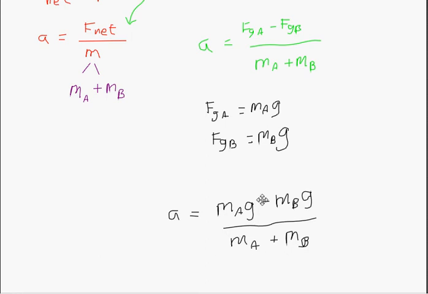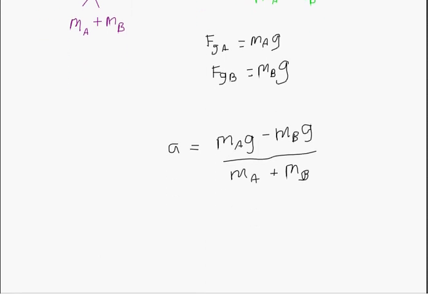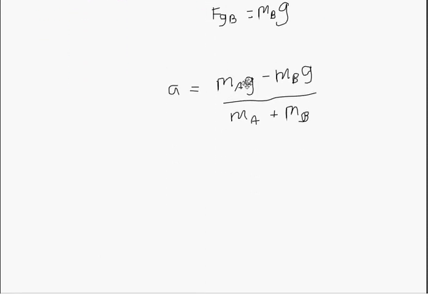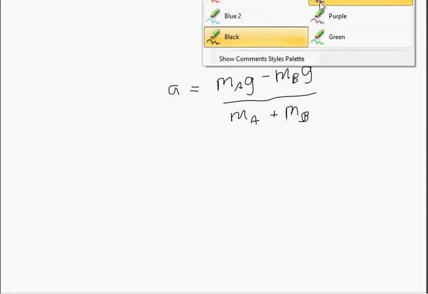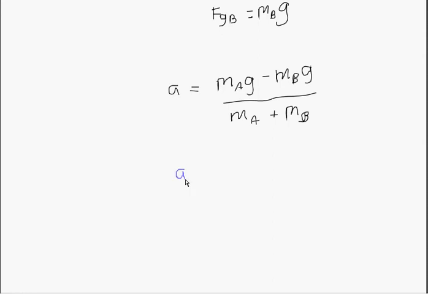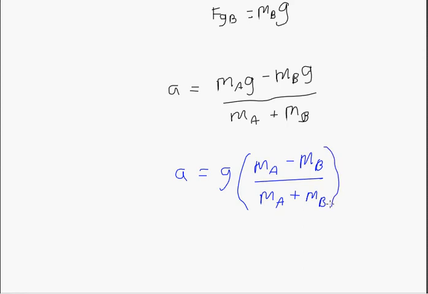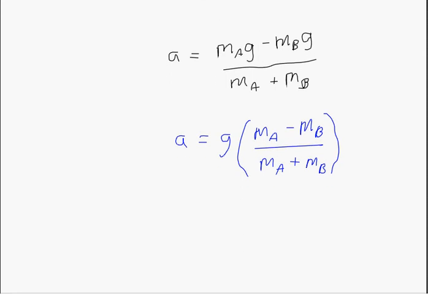So this looks a little crazy, but you should see that in the top you have a common term. Let's modify to pull that common term out. Notice that g, guys, is shared by both terms in the top. So now I'm going to go to a dark blue. I'm going to say a equals g times the parenthesis mA minus mB over mA plus mB. I know this is pretty challenging, guys, but this is algebra, and it can be a lot of tedious work.